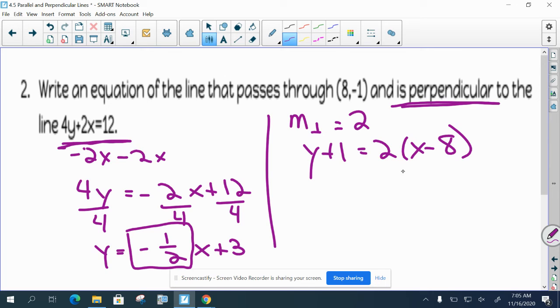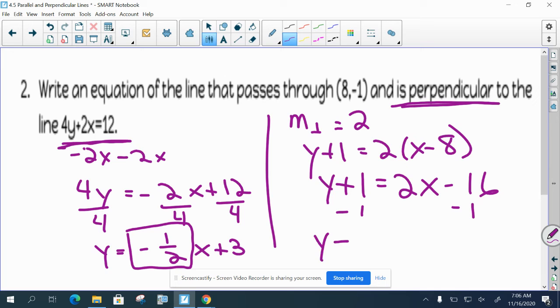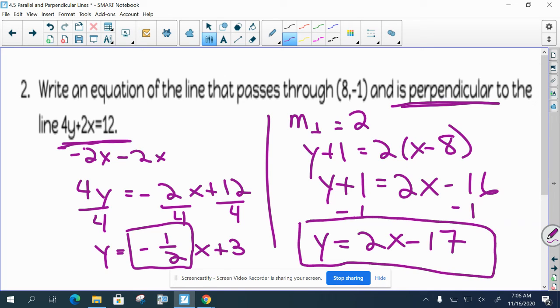All right, so you could leave it like that, or if it does say to put it into slope-intercept form, we would distribute the 2 and then subtract the 1. So we get y equals 2x minus 17. Okay, and then if you wanted, you can always graph these in Desmos or plug them into your calculator and see if they look perpendicular. Desmos might be easier to do that.